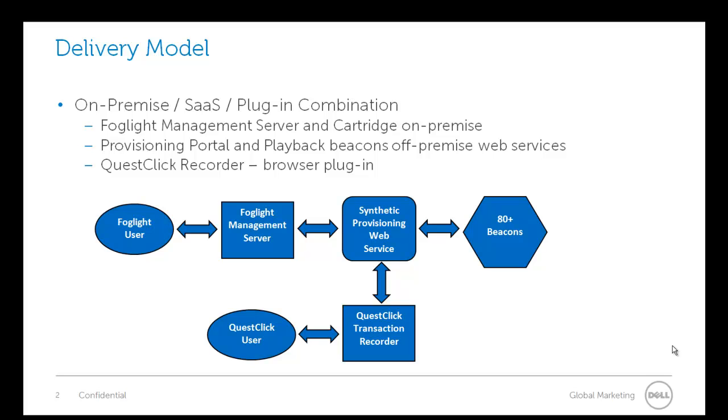Now off-premise we have a provisioning portal. This is a service where you'll deploy your transactions, and your transactions will be provisioned to the 80+ beacon sites that we have. And then the Quest Click Recorder, this is the piece where you'll be able to use a plugin to a Firefox browser, and you'll be able to record a transaction that you want played back from the 80 beacons. So all of these pieces are what gives you the synthetic monitoring capability inside of Foglight.